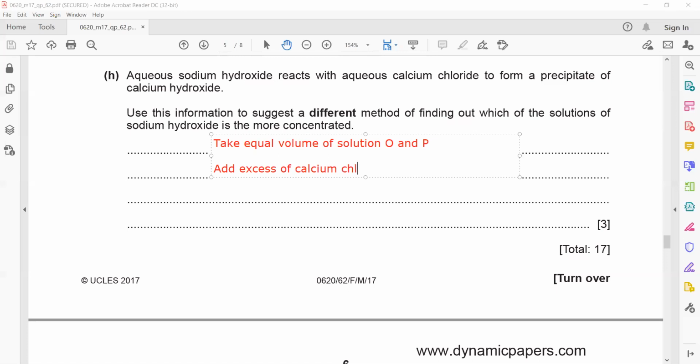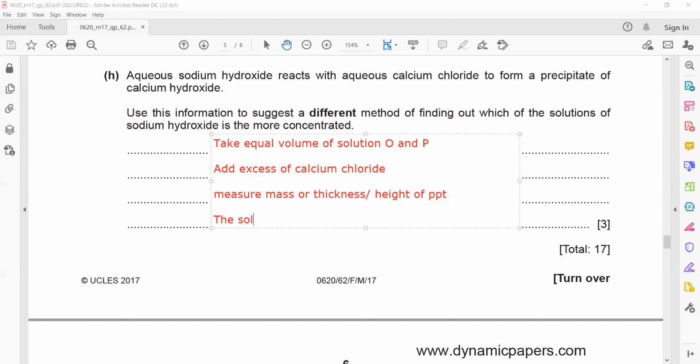In the experiment, the solution which forms a greater amount of precipitate is more concentrated. So the solution which has a greater mass of precipitate has a greater concentration. Is it clear, this simple experiment?